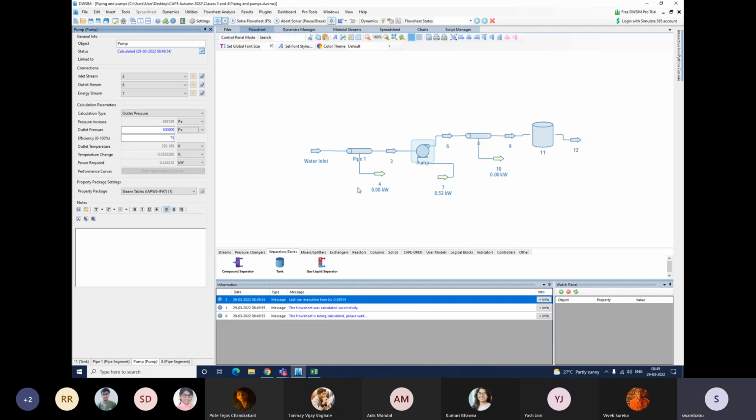So now it is coming. The whole flow sheet has been solved now. That means the pressure is sufficient now. Whatever pressure we are giving with this pump, the pressure head generated by the pump is sufficient for the fluid to reach this tank. So now the water can flow from the water inlet to this tank with the required pump.